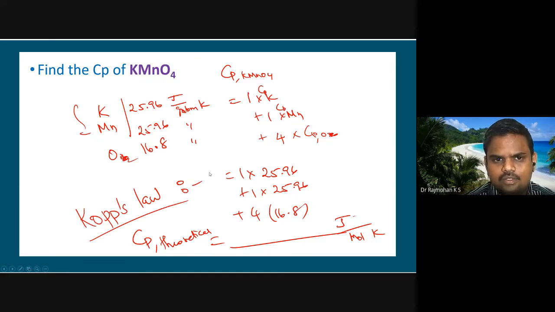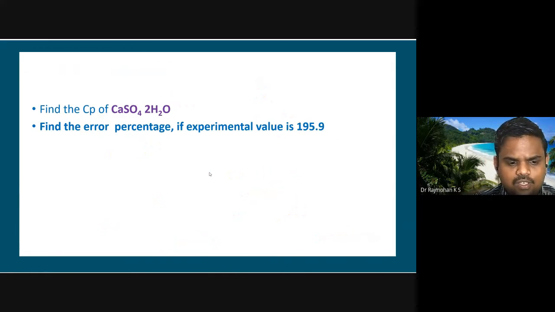Okay, so we can do the same for another one, where we can determine the Cp value of calcium sulfate hydrate, that is CaSO4·2H2O. Here, what you have to do is find the error percentage, since the experimental value is also given. So how to get the Cp value? Let us have a table here.